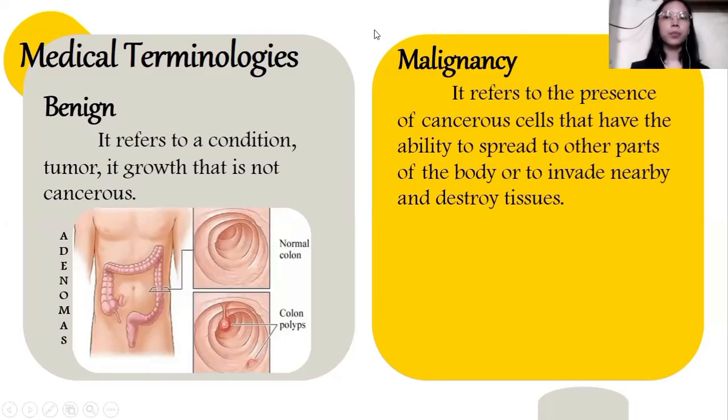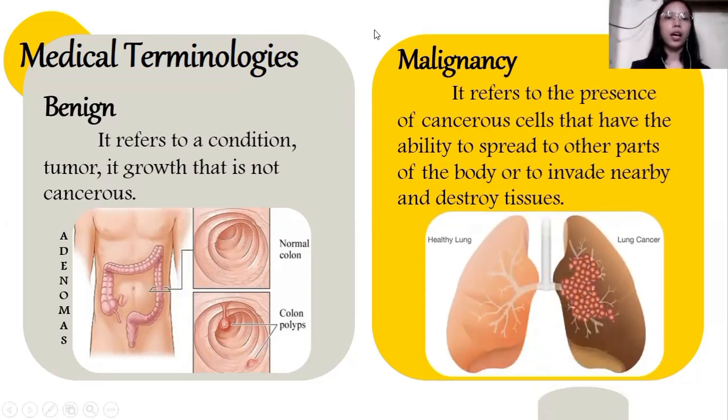Malignancy refers to the presence of cancerous cells that have the ability to spread to other parts of the body or to invade nearby and destroy tissue. Malignant is used to describe cancerous growth that will spread to surrounding tissues and, if not totally removed, may be fatal.